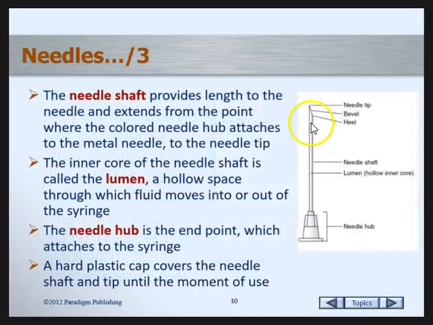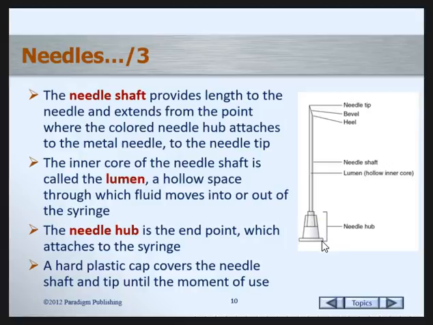The needle shaft provides the length of the needle and extends from the point where the colored hub attaches to the metal needle all the way to the needle tip. The inner core of the needle shaft is called the lumen. It's a hollow space through which liquid or fluid moves into or out of the syringe. The needle hub is at the end point which attaches to the syringe. It has these little wings on the end that will twist into a luer lock on a syringe.